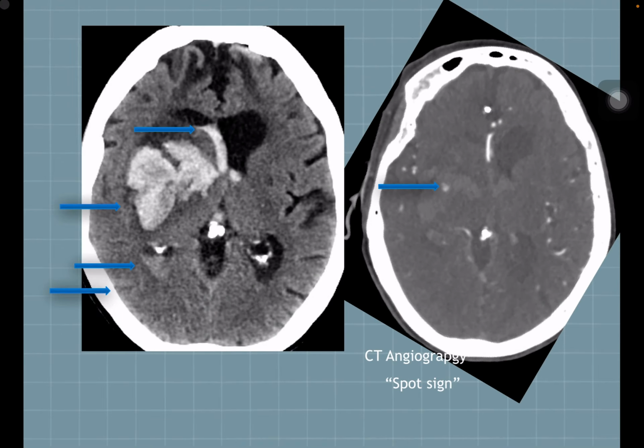Okay, next we have a case of intracerebral hemorrhage. And then, we proceed with CT angiogram. We noted a spot sign which indicates there is an active bleed. So this patient has a susceptibility for the lesion to be more extensive after a period of time.